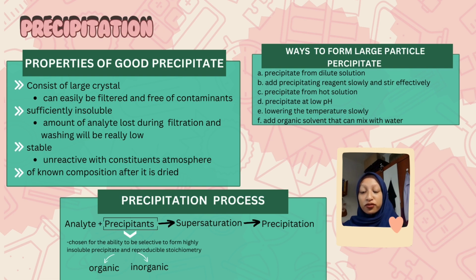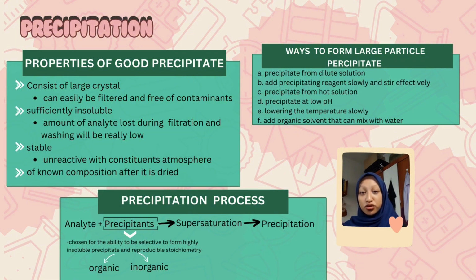There are six ways to form large particle precipitate. First, precipitate from dilute solution, then add precipitating reagent slowly and stir effectively. Next, precipitate from hot solution and precipitate at low pH, lower the temperature slowly, and lastly add an organic solvent that can mix with water. The precipitate results when the analyte reacts with the precipitant and becomes supersaturated.